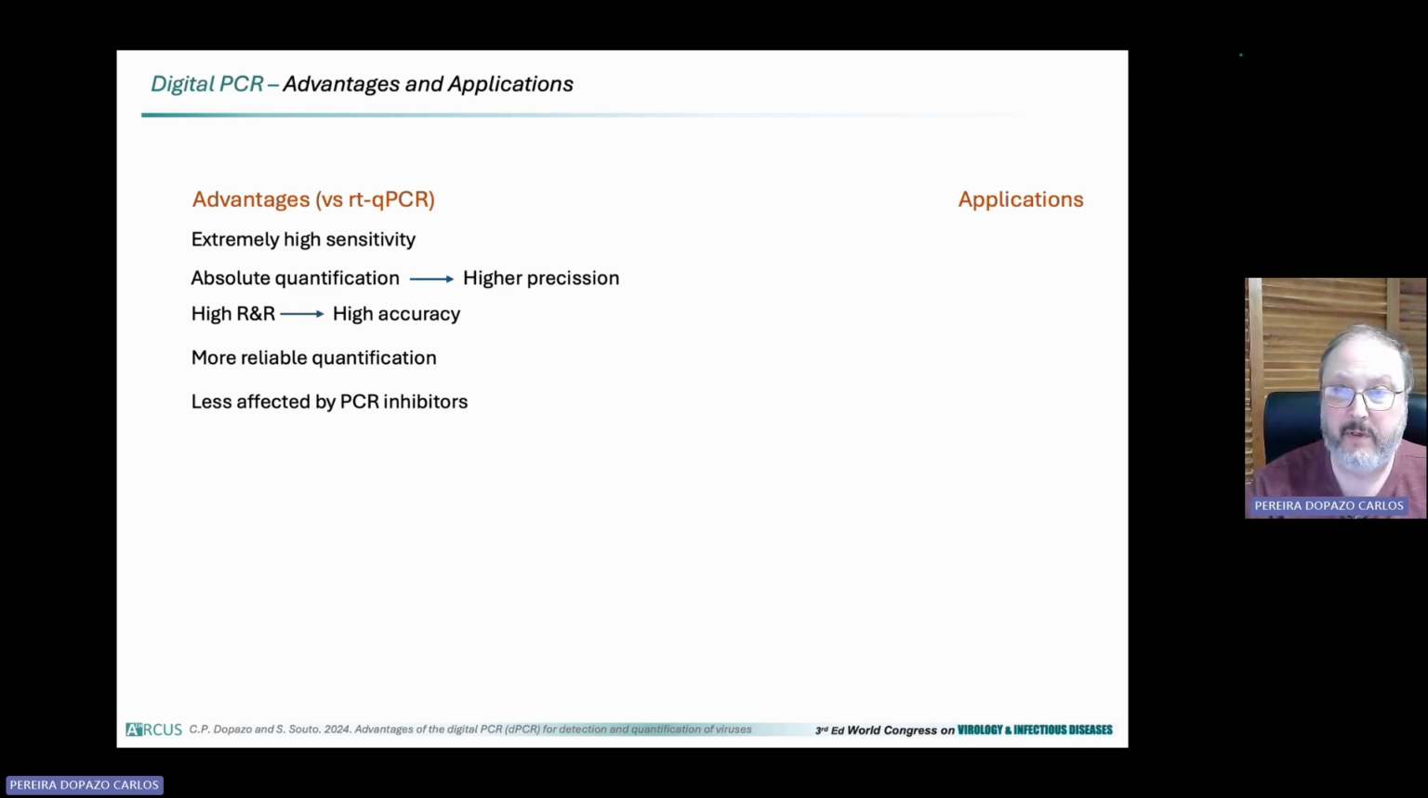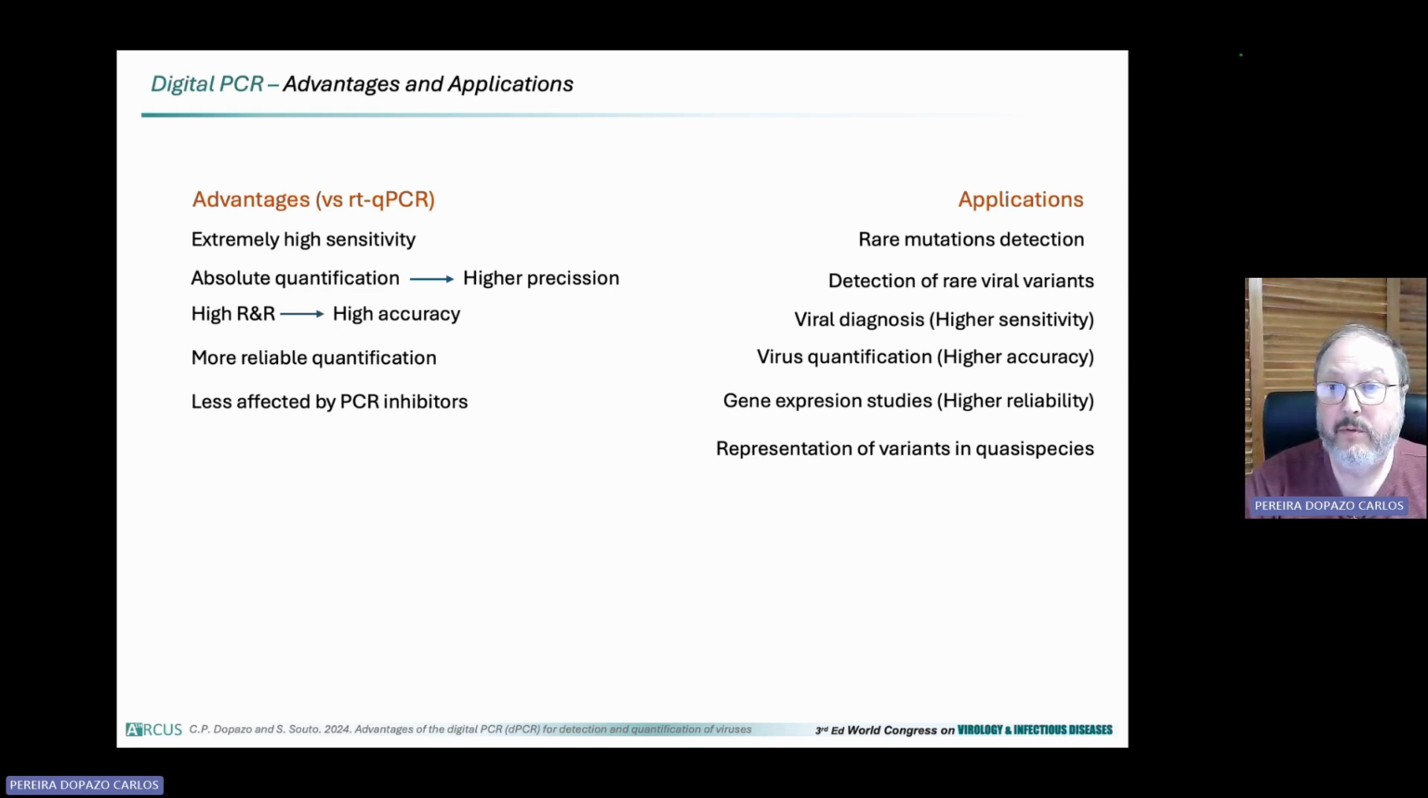And the applications come from all these qualities of digital PCR: detection of rare mutations, detection of rare variants in viruses, diagnosis, quantification, and of course, gene expression studies. This is quite important because of the higher accuracy, and also the studies of quasi-species of viruses.